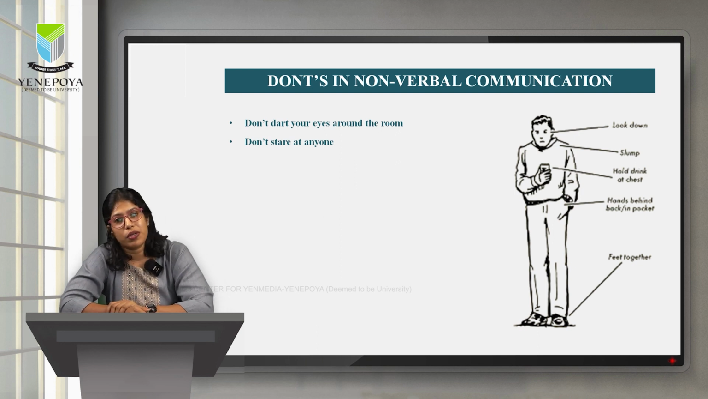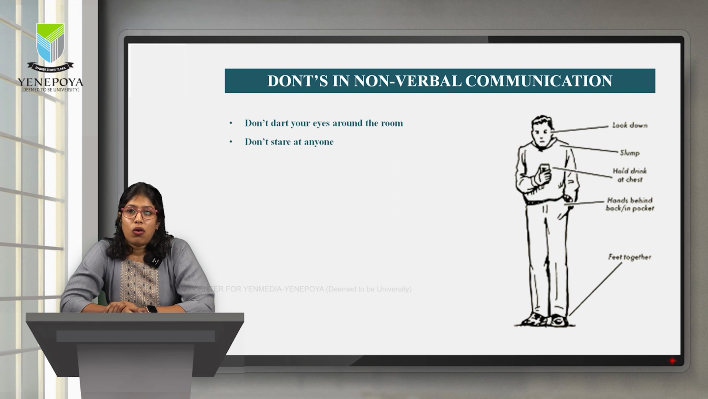Don't stare at one person. That person will feel awkward and odd throughout the session. Staring at only one person as you're talking will put off that person, and will put off the other people in the room as well, because they will be like, are we not existing? Okay, so ensure that you don't stare at anyone and have uniform eye contact with everyone.